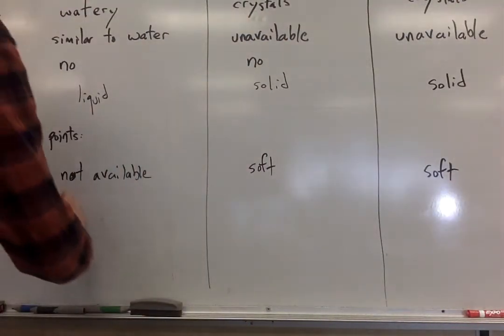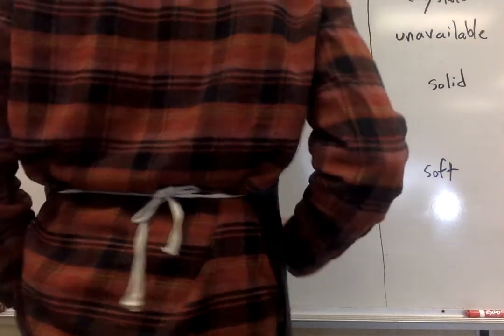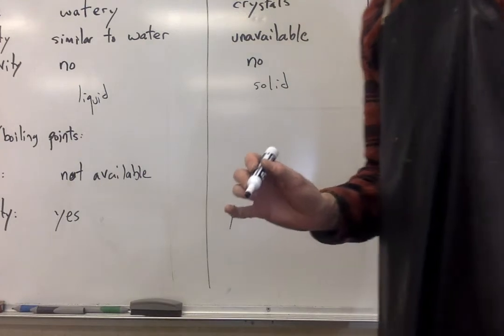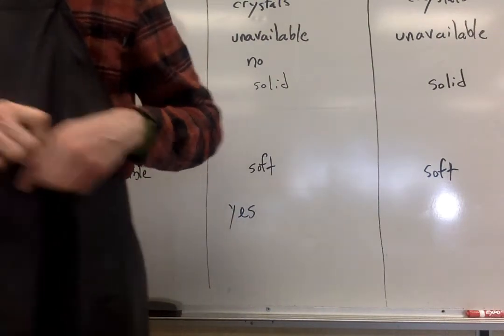The solubility, ethanol, yes, it's soluble. Sucrose, yes, it's soluble. Metals aren't like this. Metals aren't soluble. Camphor, let's go and see if any of the camphor is dissolved. And then we can test its conductivity as a liquid, and we're done.